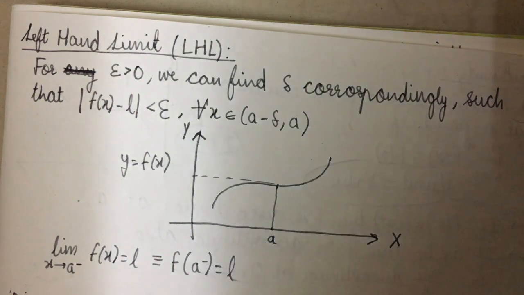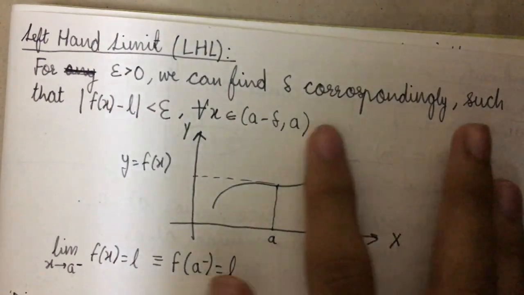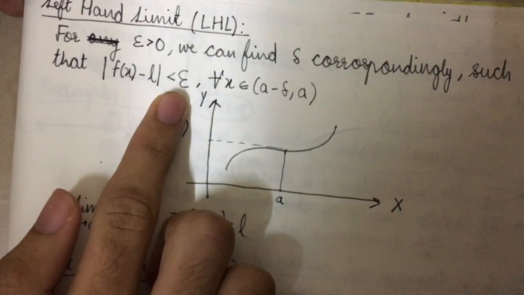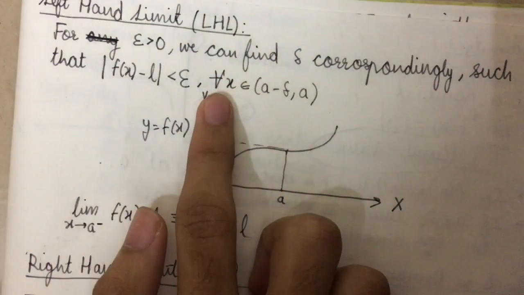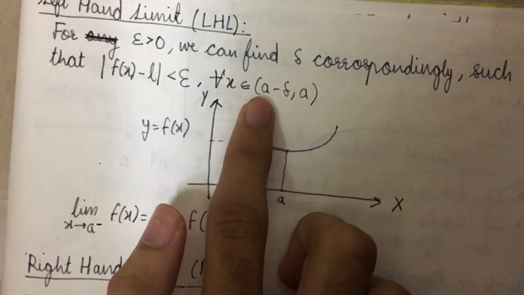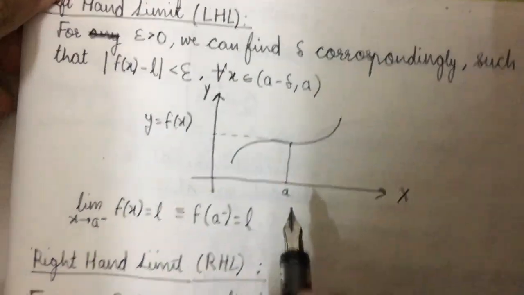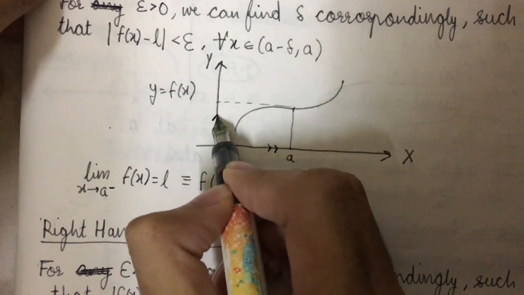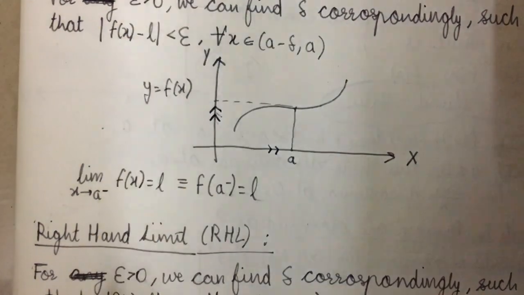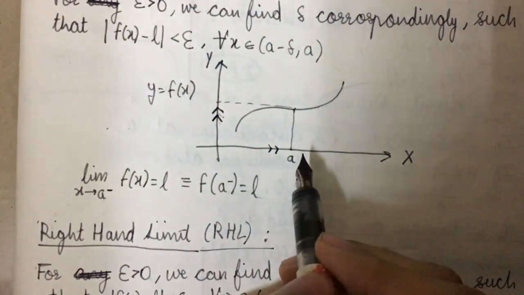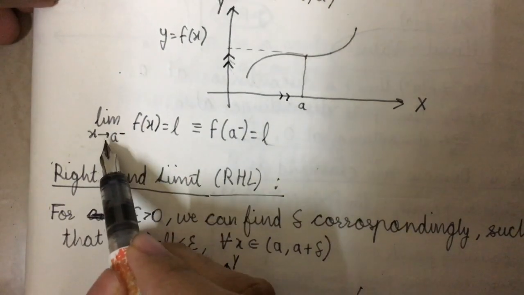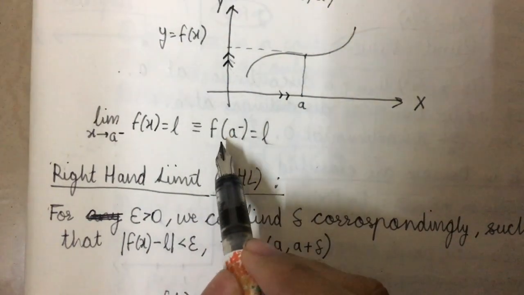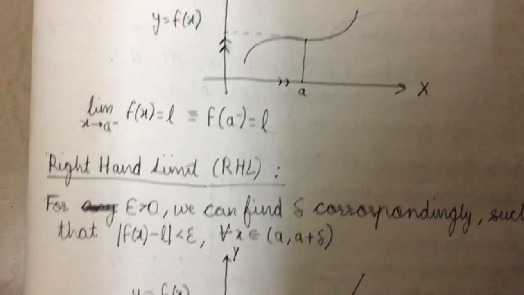What does left hand limit mean? For epsilon greater than 0, we can find delta correspondingly such that mod of f(x) minus l is less than epsilon for all values of x in the left neighborhood of a, that is a minus delta to a. In this case, we approach a only from the left hand side and see where the value of the corresponding function tends to when we approach a from the left hand side. It is written in this way: limit x tends to a minus f(x) equals l, and can also be written as f of a minus equals l.